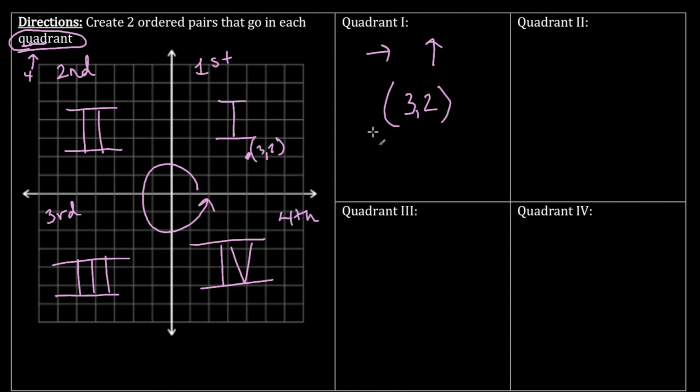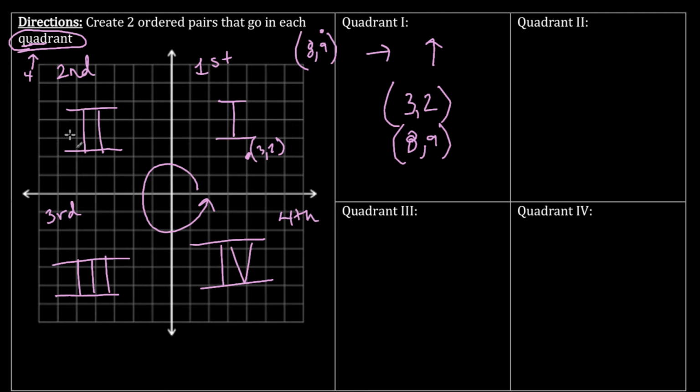And let's pick another one. I'm going to pick something over here that you can't even see. So 1, 2, 3, 4, 5, 6, 7. I'll pick 8. 8, 9.